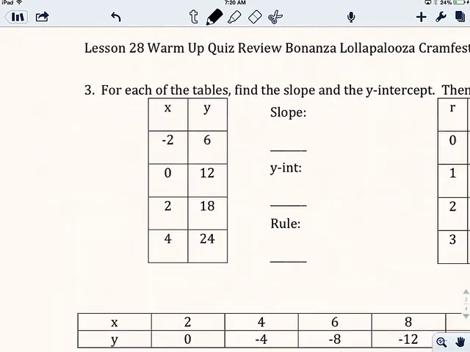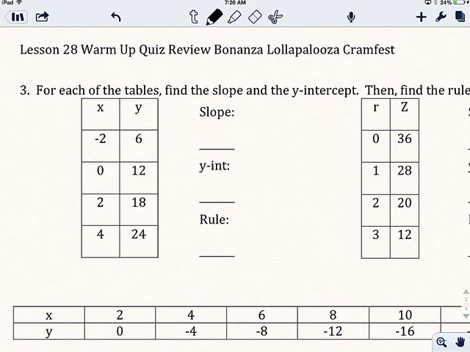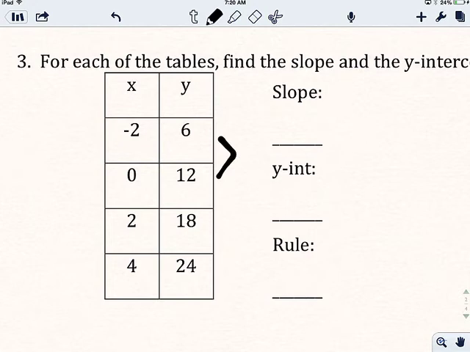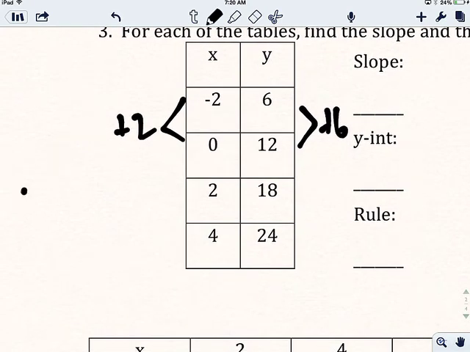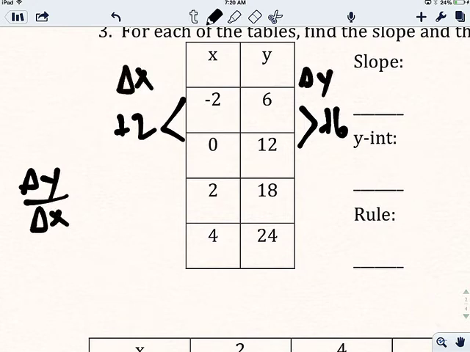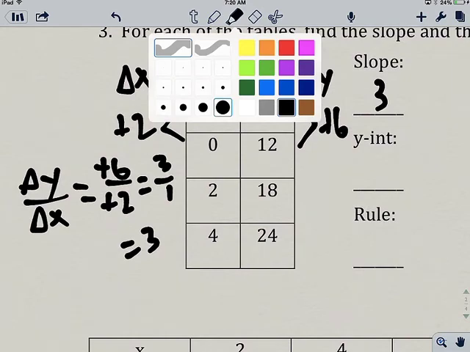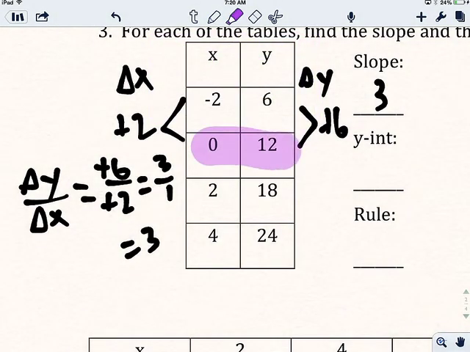Okay, let's keep going. For each of the tables, find the slope and y-intercept, then find the rule. Okay, so the slope, I know I have to find the change in y, so that's 6 plus 6 equals 12, and negative 2 plus 2 equals 0. And so the slope is delta y over delta x. Here's my delta y, here's my delta x, and so I do plus 6 over plus 2, which reduces to 3 over 1, which I can just write as 3. Okay, so my y-intercept occurs when x is 0, so there it is right there.